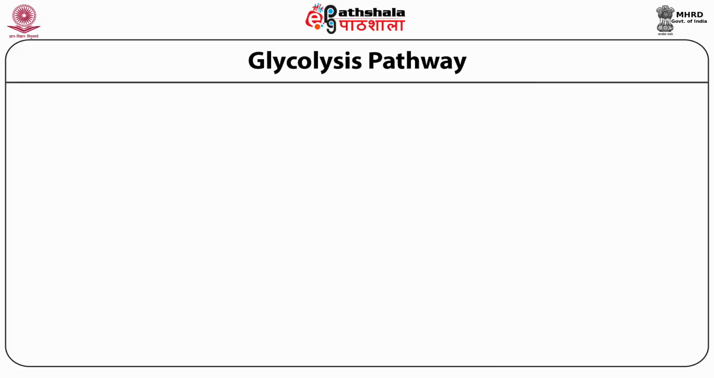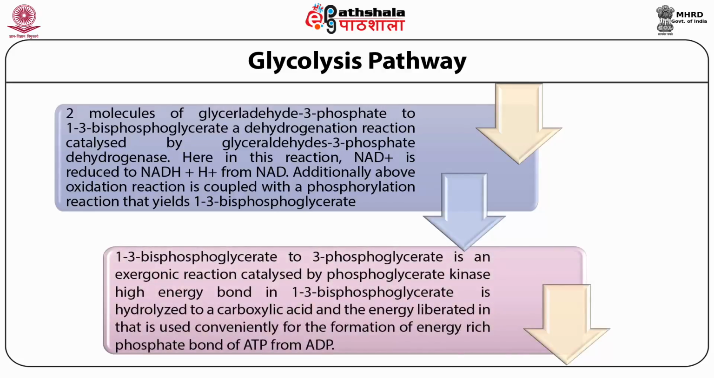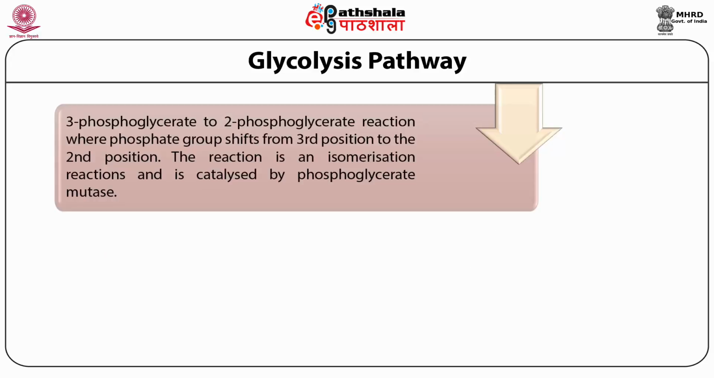This is followed by 2 molecules of glyceraldehyde 3-phosphate to 1,3-bisphosphoglycerate. This 1,3-bisphosphoglycerate is converted into 3-phosphoglycerate by an exergonic reaction, which is catalyzed by phosphoglycerate kinase. Then 3-phosphoglycerate to 2-phosphoglycerate, a reaction where the phosphate group shifts from the 3rd position to the 2nd position. The reaction is an isomerization reaction which is catalyzed by phosphoglycerate mutase.